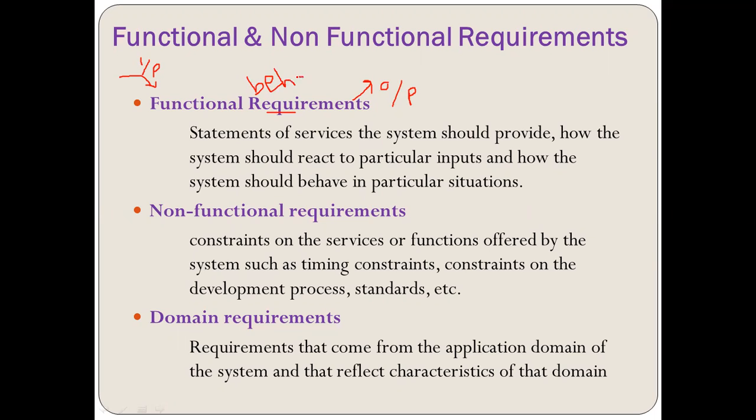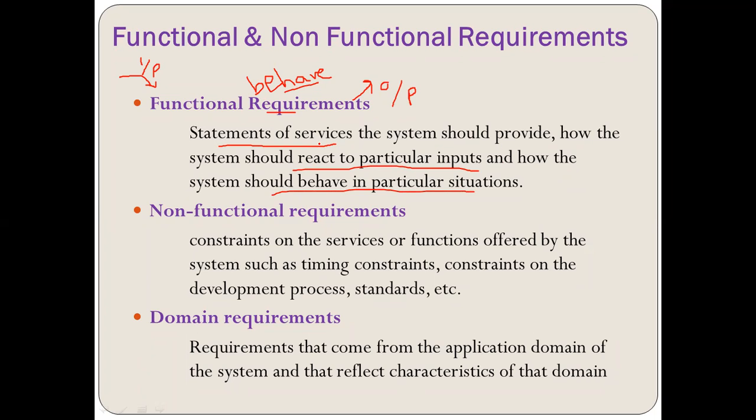Now, when I say how it should behave, I mean that if invalid input is given, the software should give an error, let's say a pop-up that the input is invalid. So this is the behavior. And what output should it give? That means the process. So functional requirements are statements of services the system should provide, how the system should react to particular inputs, and how the system should behave in particular situations.